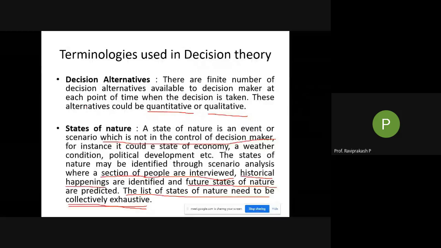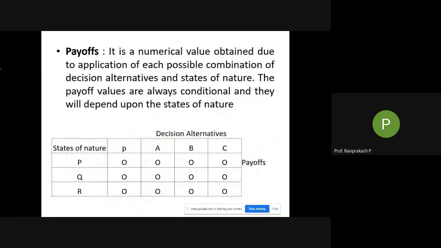Then comes payoff. So what are payoffs? Payoff is a numerical value obtained due to application of each possible combination of decision alternatives and states of nature. The payoff values are always conditional and they will depend upon the states of nature.